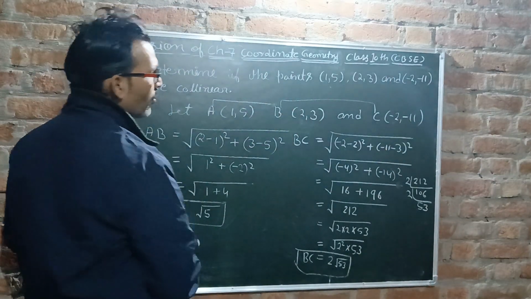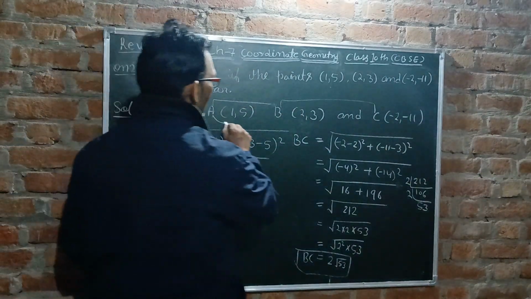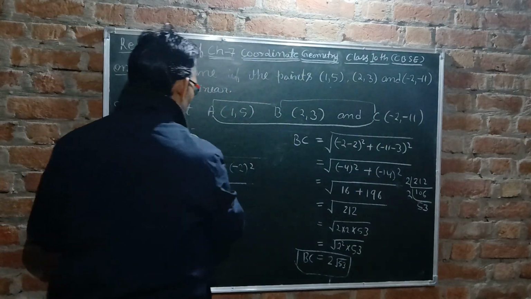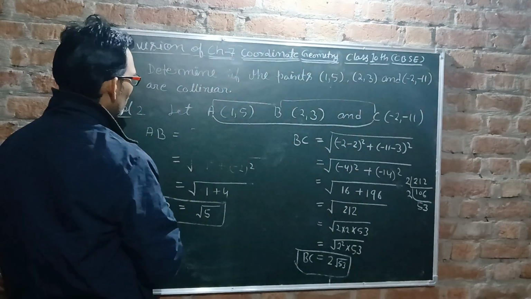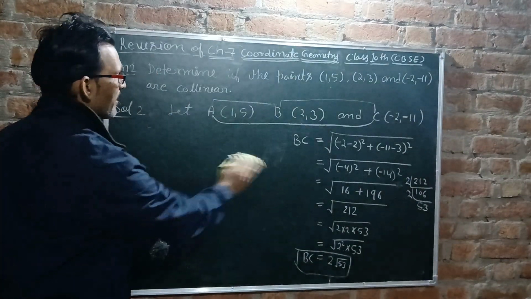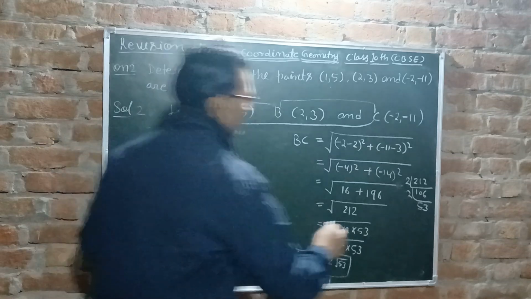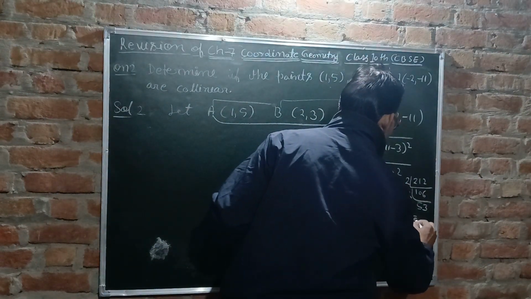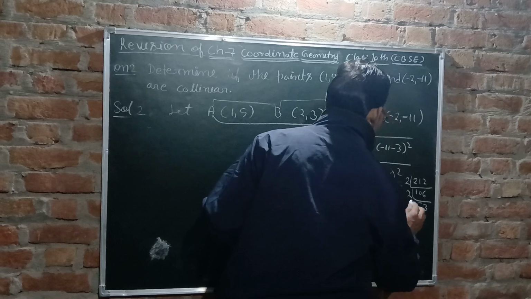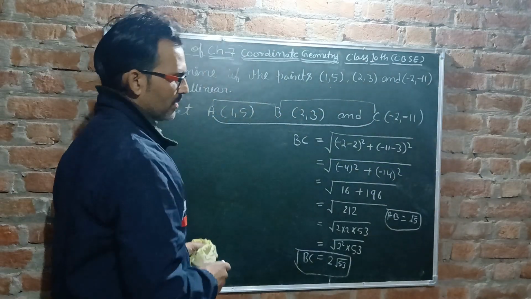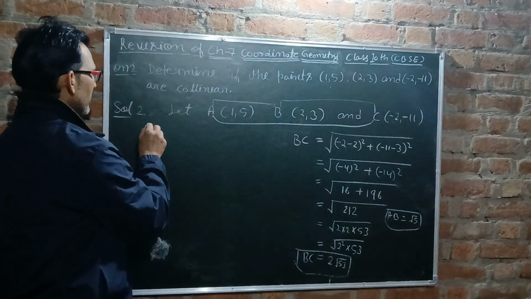So I will find now AC. What I will find? I will find AC. Okay. We found AB root 5. AB is root 5. I will write in corner, that is AB equal to root 5 that we found earlier, and BC equal to 2 root 53. Again we have to find AC.